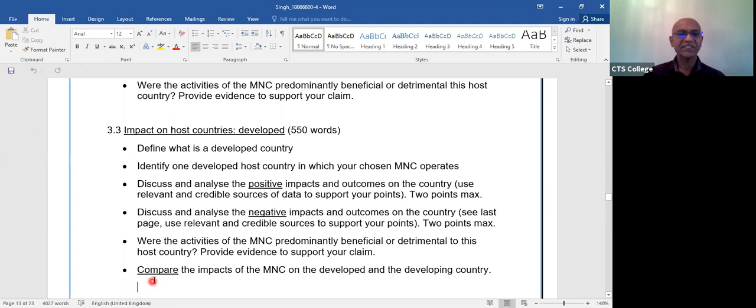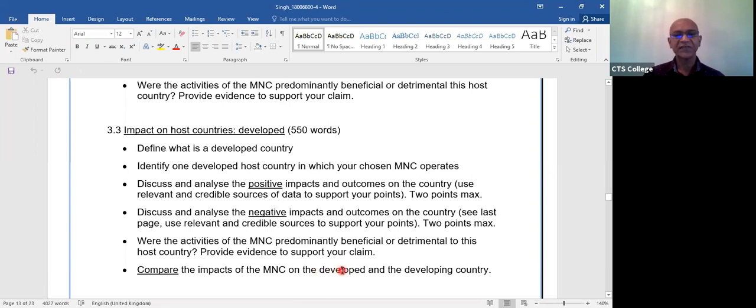So let's say if your comparison research reveals that there were more adverse impacts on the developing than the developed country, you should say why. Perhaps in the developed country, the government is more stringent, with a more established framework of legislation.